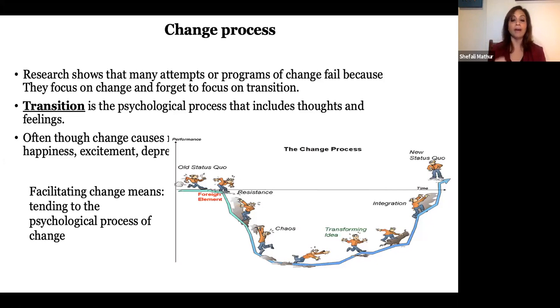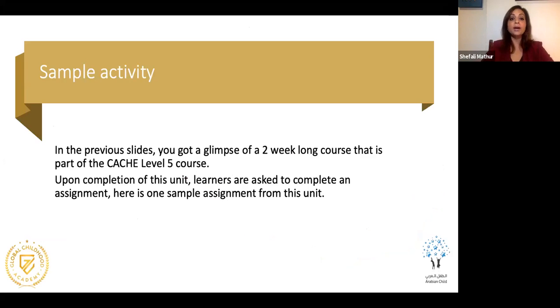They feel empowered with the new tool, the planning tool that you've given them. They feel they have achieved, they have learned more, and they're ready to integrate and move to the next level. So that's typically how a change process happens. Now, the previous slides that you saw gave you a glimpse of a 2-week long course, which is, of course, a part of a Level 5 course on change process.